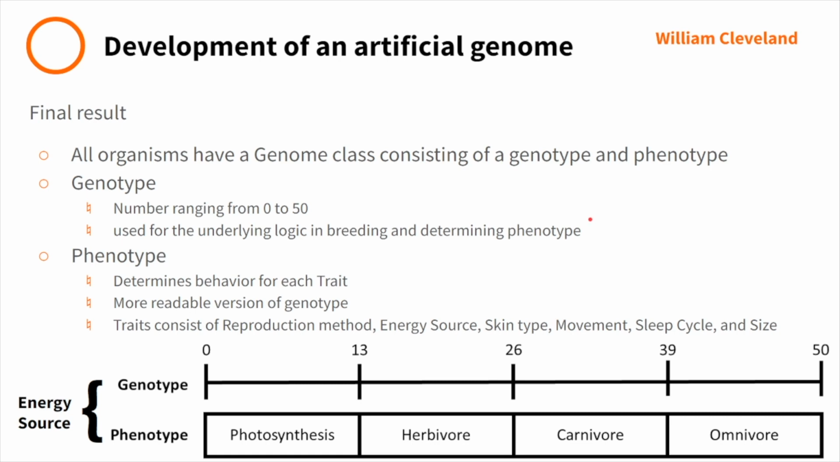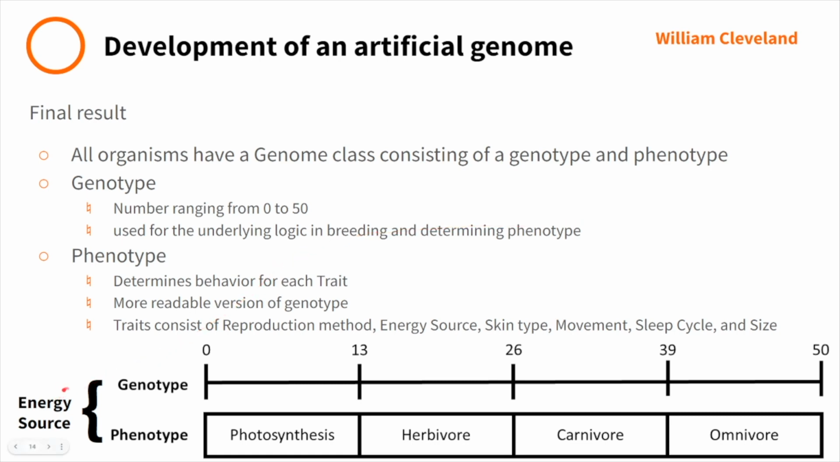The genotype ended up being a number that ranged from 0 to 50, and that would be used as the underlying logic in determining the phenotype. The phenotype was what I used to determine each trait, and it's a more readable version of the genotype. Each phenotype that an animal has consists of several different traits: the reproduction method, energy source, skin type, movement, sleep cycle, and size. That gave us a very basic organism that we could use.